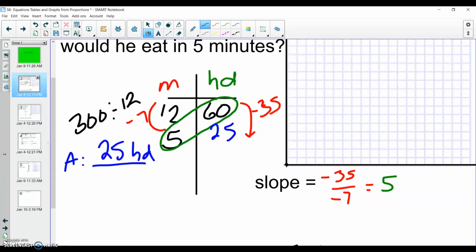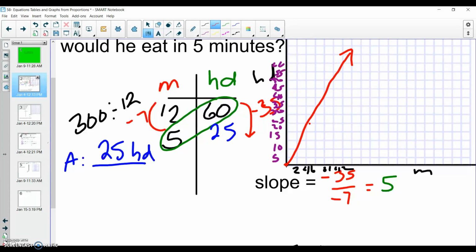Now to graph it, we have to have our minutes on the bottom and hot dogs over here. I have a nice small graph so I can count maybe by twos, so 2 minutes, 4, 6, 8, 10, 12. I'm writing on my laptop, guys, so it's not going to be the most beautiful. 5, 10, 15, 20, 25, 30, 35, 40. Okay, I know, it looks terrible, doesn't it? So let's see, 5 minutes is between 4 and 6, and that'd be at 25, so that point there, and then 12 was there, and 60 is there, so there's my line. So we have to be really careful about that.